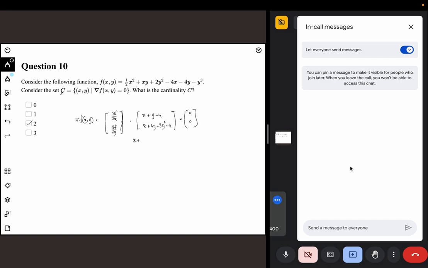So you put x plus y minus 4 equal to 0, and the other equation will be x minus 4 plus y. So this term is 0. So y is 0 and 1. If y is 0, x will be 4. If y is 1, x will be 3. You have two solutions. One is 4 comma 0, and the other one is 3 comma 1. So the cardinality is true.